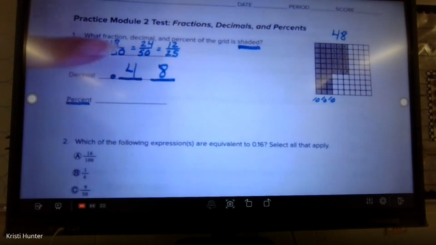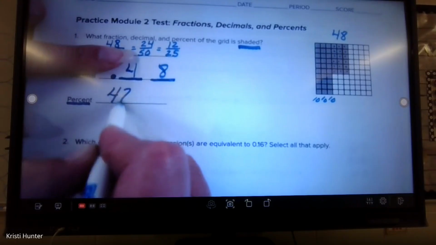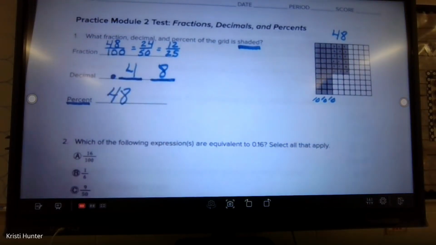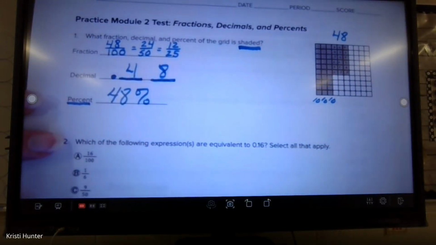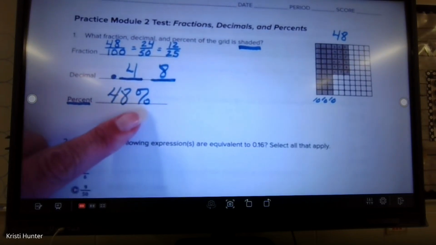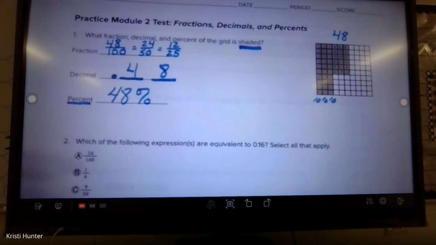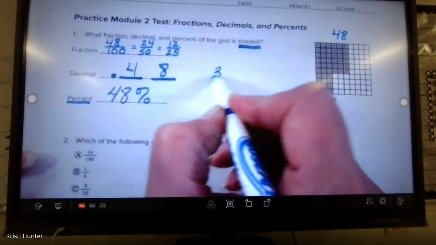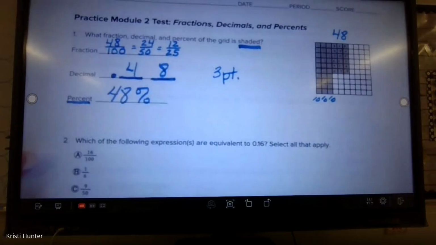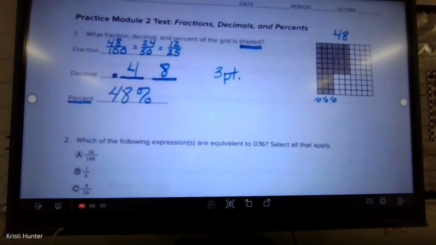Now, as a percent, we've talked about percent means per 100 or out of 100. So all I need to do is take away the bottom half of the fraction, which tells me 48 per 100, which is 48%. Please make sure you write your percent sign, because the number 48 is a very different answer than 48%. Right? This would be a 3-point problem. You are getting 1 point for each of these answers: fractions, decimals, and percent.